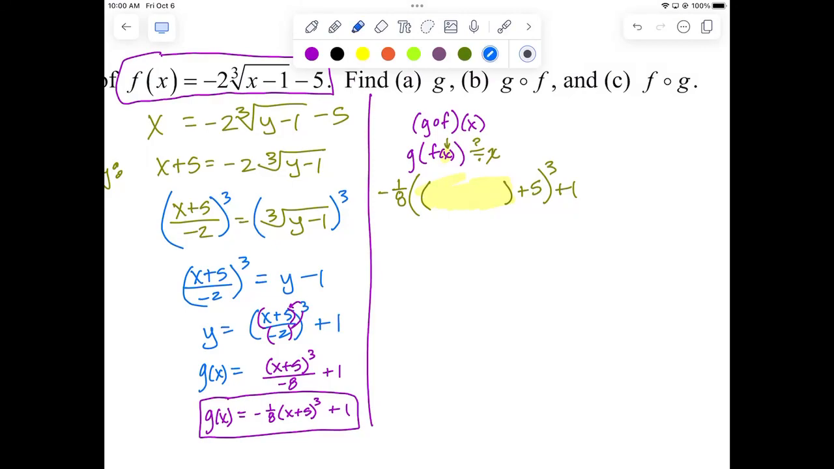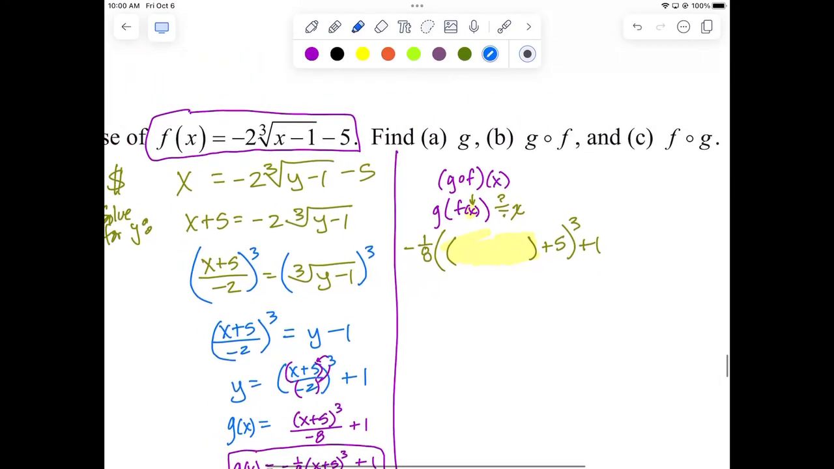What am I going to plug in there? I'm going to plug in f of x, which happens to be negative 2 times the cube root of x minus 1, minus 5. That's what I'm plugging in.